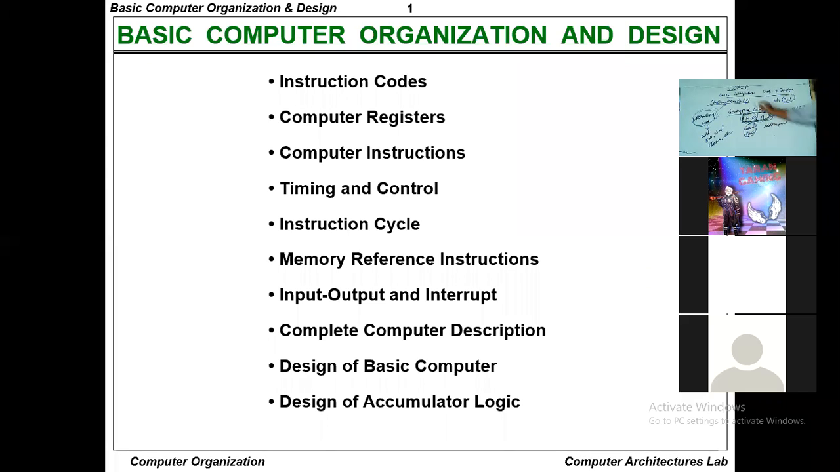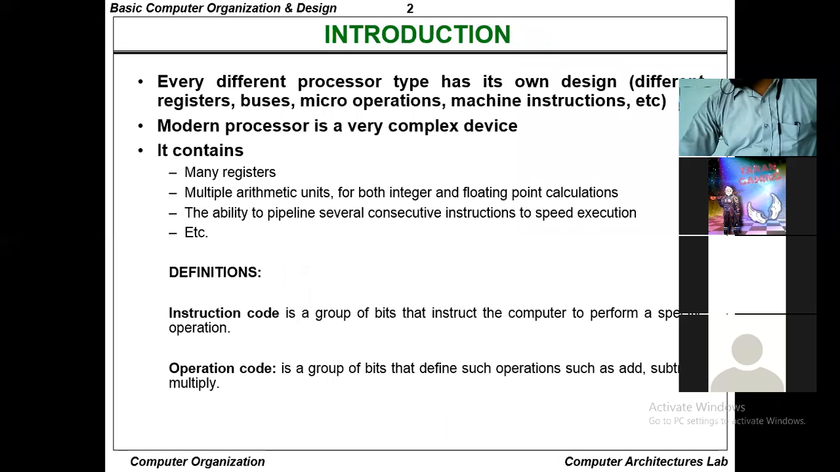Okay, so what is instruction code? Instruction code is the group of bits which instruct the computer to perform particular operation. Okay, and what is the operation code? Operation code is the group of bits and it is the part of instruction code, and it is the group of bits which perform operations like add, subtract, shift, clear, etc. on the data which is stored in the registers. Okay, so these are what is instruction code and what is operation code.